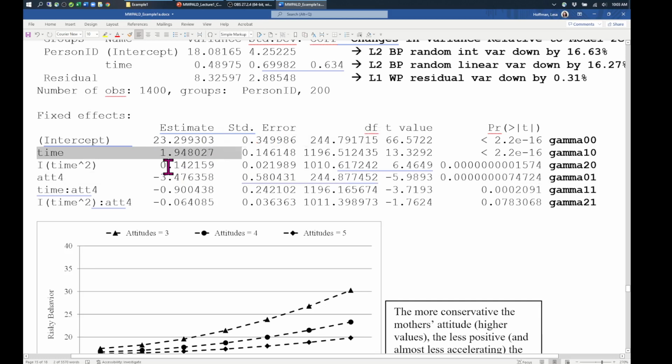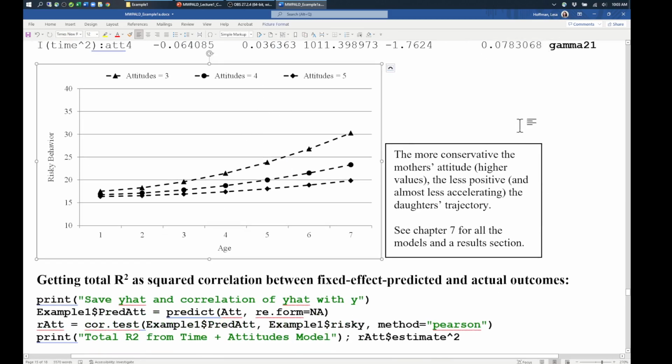Here is my linear slope at 18. It's about 2 again. The interaction term is going to make it less positive. So girls who have more conservative mothers increase to a lesser extent at 18. They don't go down, they increase less. And then the quadratic part, there is an increase in the slope from 12 to 18, but it looks like there's not a significant effect of attitudes on that. So conventionally non-significant there.